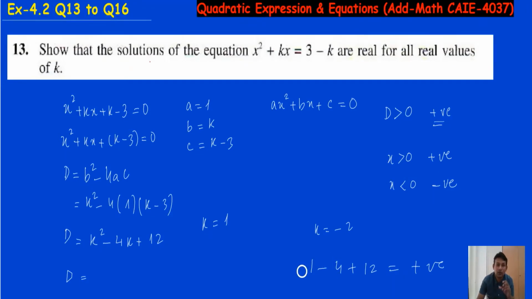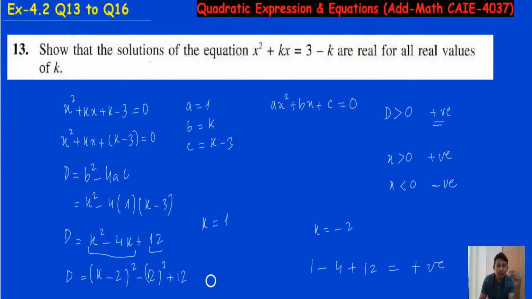We have to make this equation into complete square form. How will I make a complete square form? I always consider these two things. k minus, what is half of 4? 2. So k minus 2 squared, minus 2 squared, and I need to copy plus 12 here. Okay, this is the completing the square method.